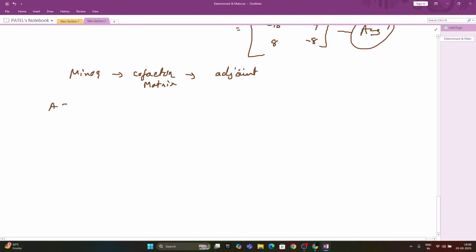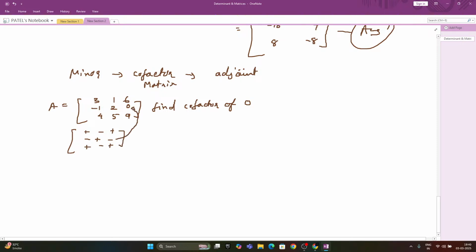So, in 2 marks they ask an example: 3 1 6, -1 2 0, 4 5 9 is given. Find the cofactor of 0. तो 0 जिस प्लेस पर है हम जानते हैं हर एक प्लेस का साइन है. ओके. तो 0 वाले प्लेस का साइन है नेगेटिव. सो नेगेटिव बाहर रखो और उस रो एंड कॉलम को हटा दो. तो रो एंड कॉलम को हटा दिया तो बचा कौन? 3 1, 4 5.